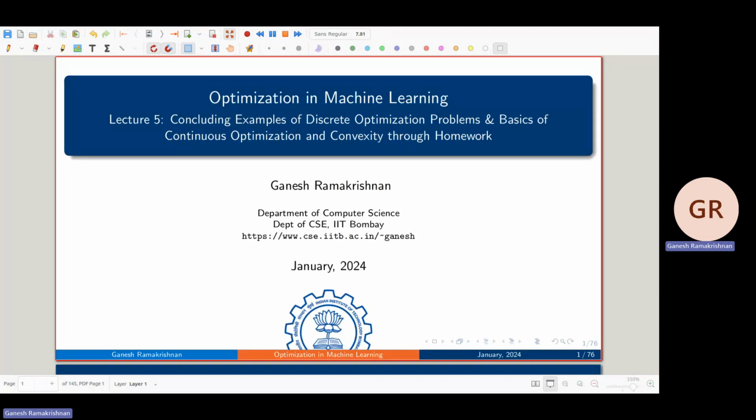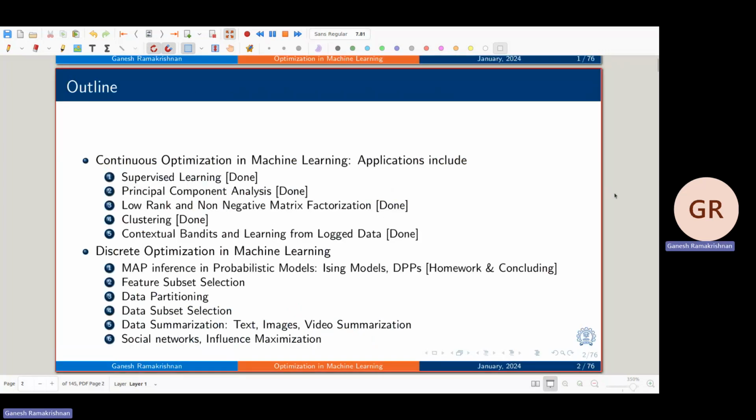So we'll conclude examples of discrete optimization, and I asked you to do some homework pertaining to brushing up of calculus. So I hope you've done that. So we'll get started with convexity. This is the outline of the class. We have finished continuous optimization. We'll look at some discrete optimization problems and then move on to actual calculus of optimization applied to n-dimensional vectors.